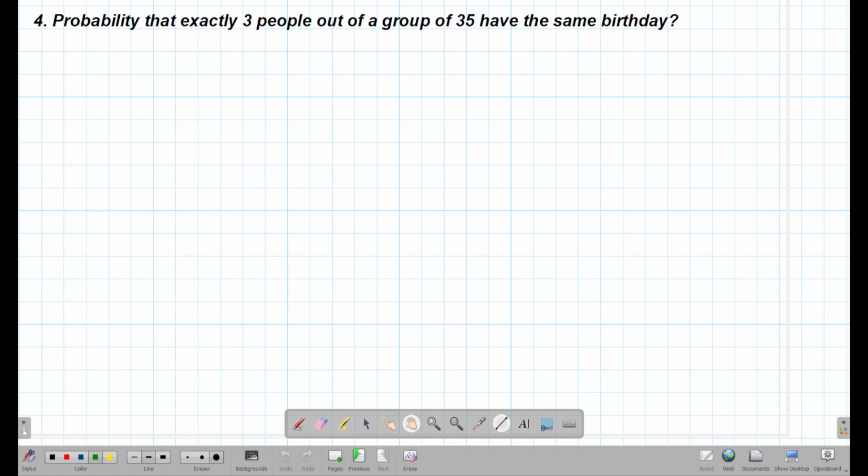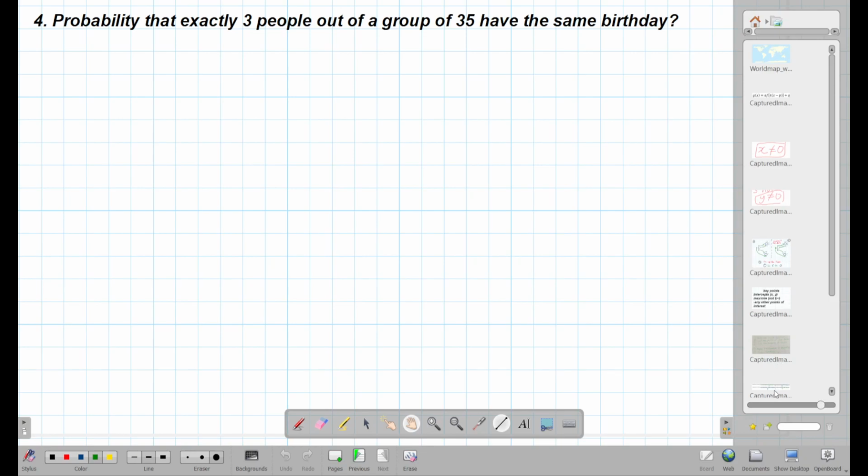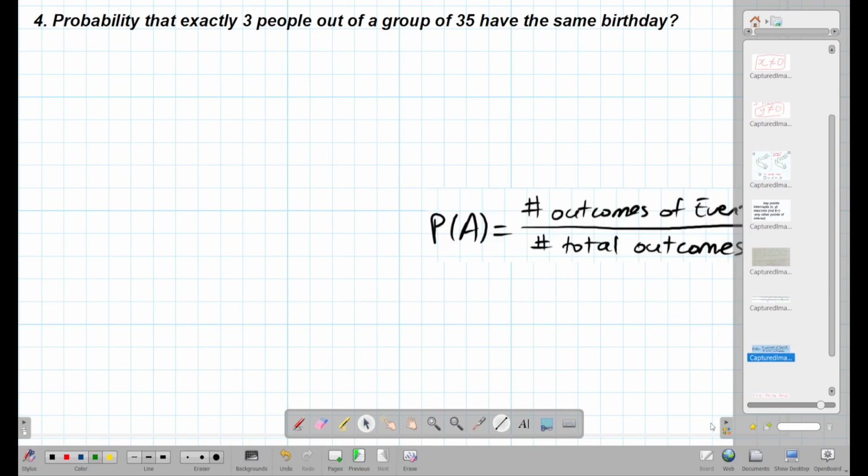This is question 4 of 4 of the questions that a student emailed me. Not going to say who. And this question just reads, probability that exactly 3 people out of a group of 35 have the same birthday. So they want us to find this probability.